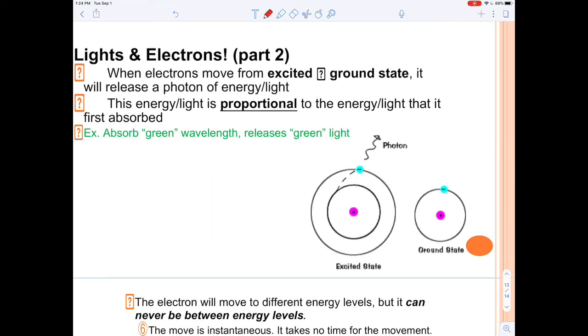So once it's in the excited state, it's when it goes back down into the ground state. So excited into the ground state. That's when we're going to see a release of energy or light. So this is what we see as light. So this energy or light is proportional to the energy or light that it absorbed. So for example, if it absorbed a green wavelength, it's going to release a green light. If it absorbed a red wavelength, then the wavelength that comes out is also going to be red. So I'm going to show you a little animation that demonstrates this.